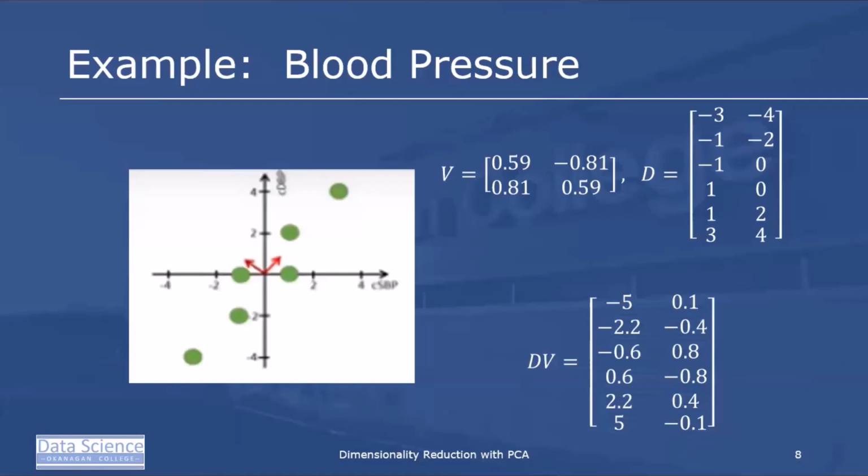We have our matrix D, our original data that's been centered. And so DV is a 2-column, 6-row matrix that's our original data scaled by matrix V. We can also see in the diagram on the left, our first principal component is the red arrow that points to the upper right quadrant. Our second principal component is the red arrow that points to the upper left quadrant. And so that's how our data is going to be rotated.